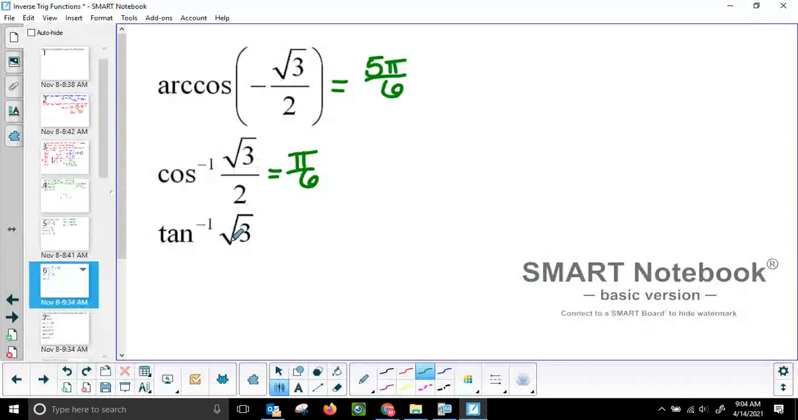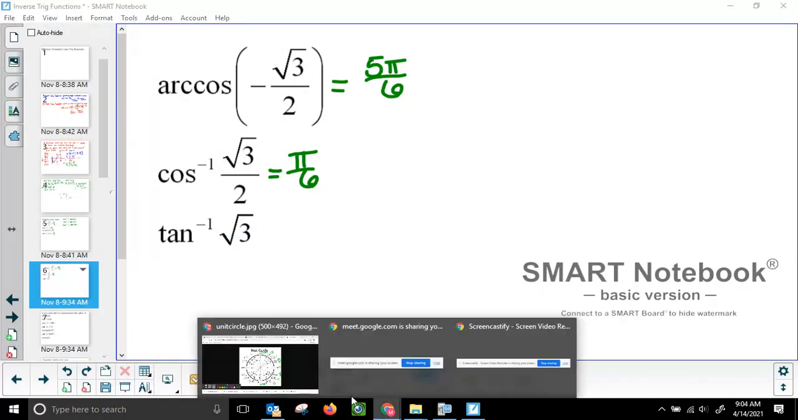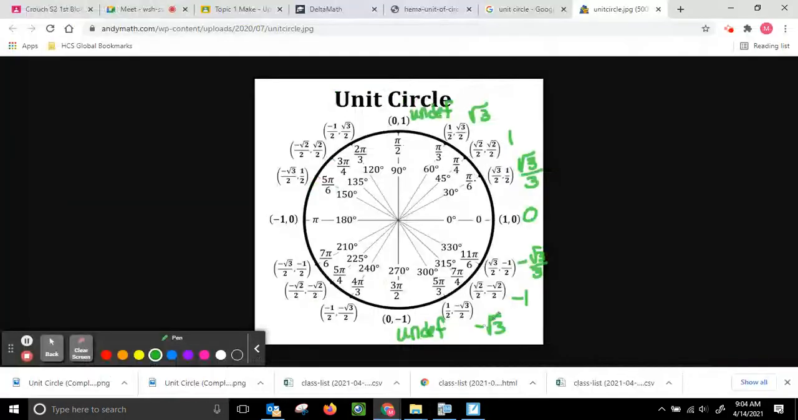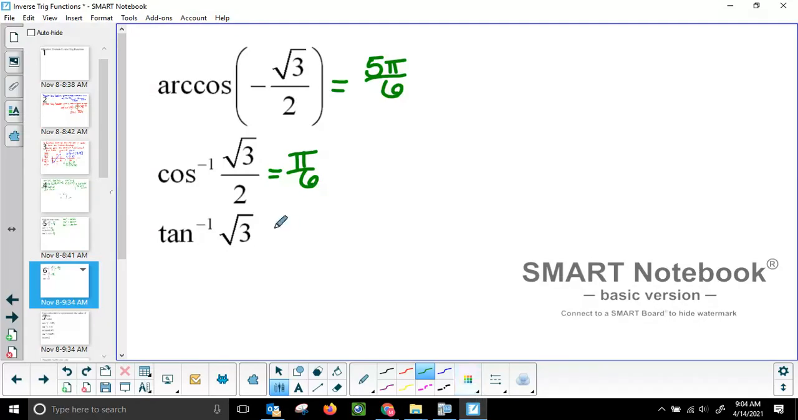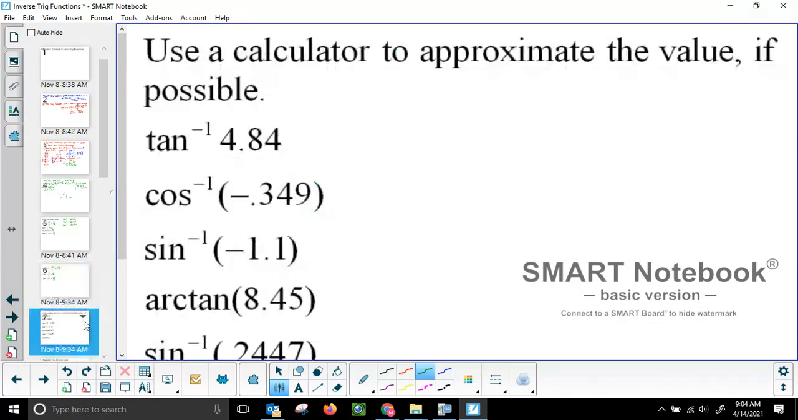Right, and then finally, inverse tangent. That is now the right half of the unit circle. Right, and where is it? The square root of 3. So we go back over here. Remember, I wrote all of these tangents over here. Okay, where is my tangent positive square root of 3? That's up here at pi over 3, or 60 degrees. And that's it. That's all there is to basic inverse trig stuff from the unit circle.